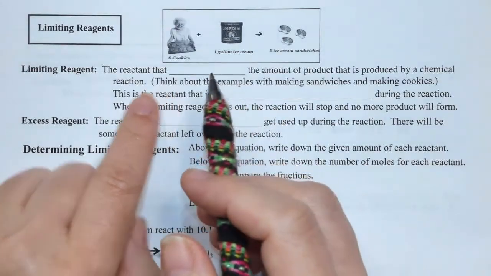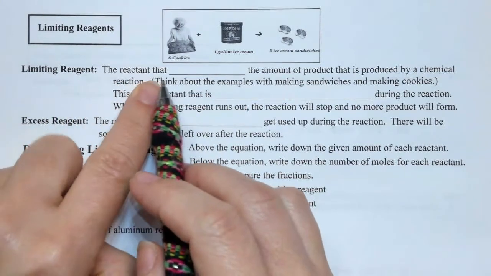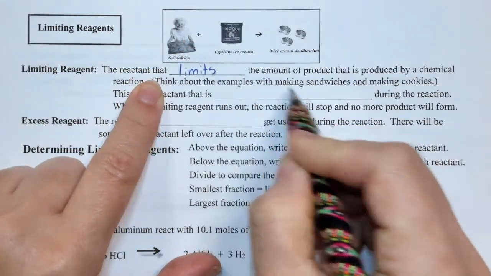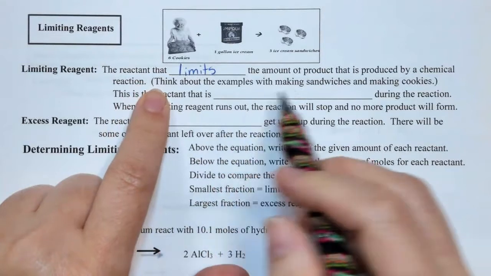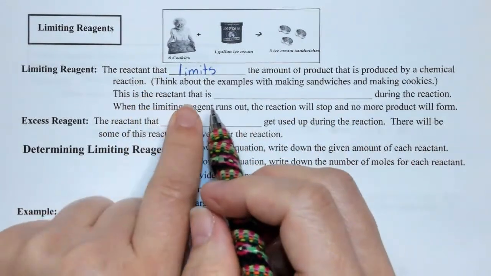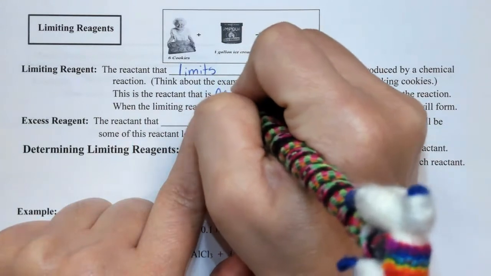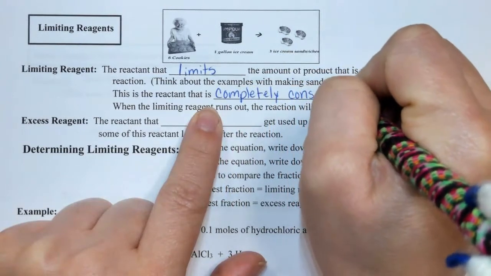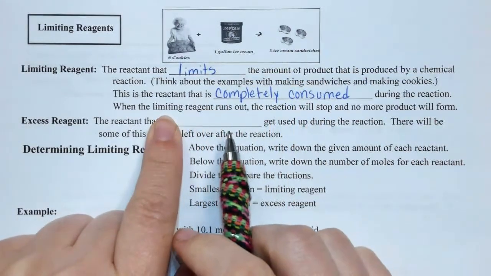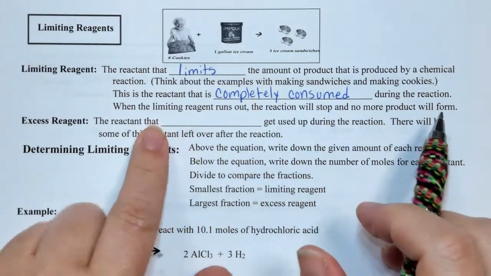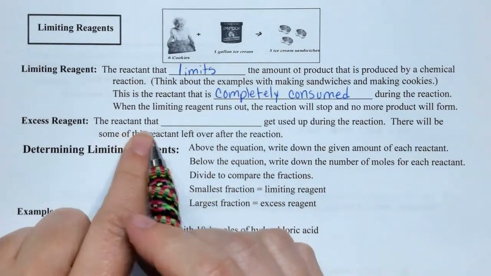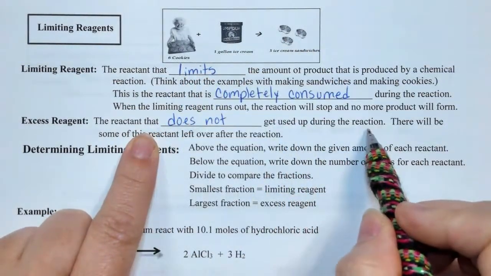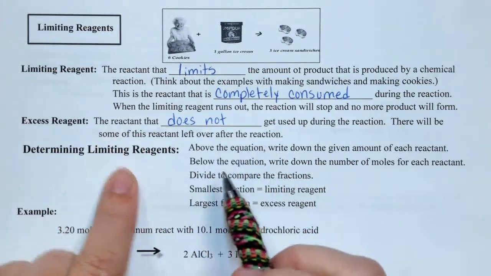So on page 6 of our note packet, limiting reagent is the reactant that limits the amount of product that's produced by a chemical reaction. So think about our sandwiches that we were talking about. This is the reactant that is completely consumed during the reaction. When the limiting reactant runs out, the reaction will stop and no more product will form. The excess reactant is the reactant that does not get used up during the reaction. There'll be some of it left over after the reaction is completed.